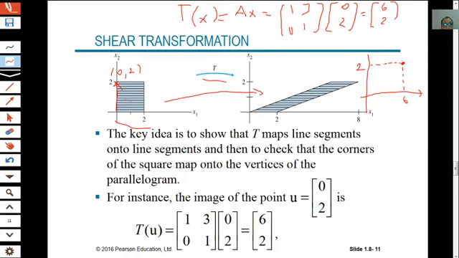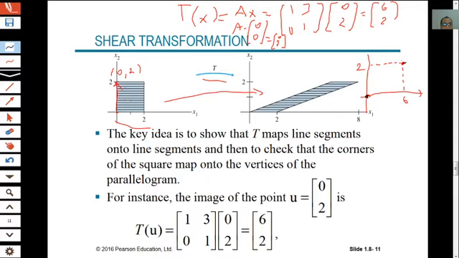When we consider the corner point corresponding to the origin, the left bottom corner point, since the components are 0, A times the 0 vector, the result will be again the 0 vector. So we have the same point for this one.